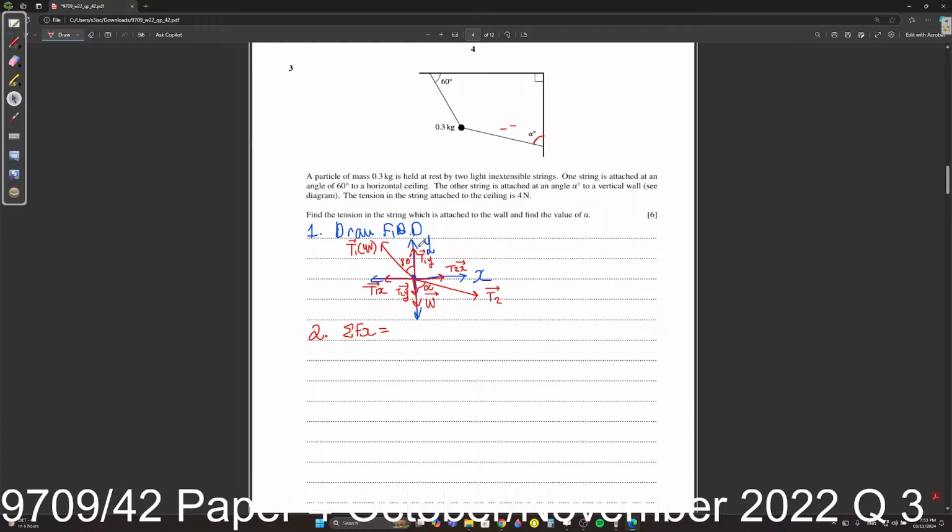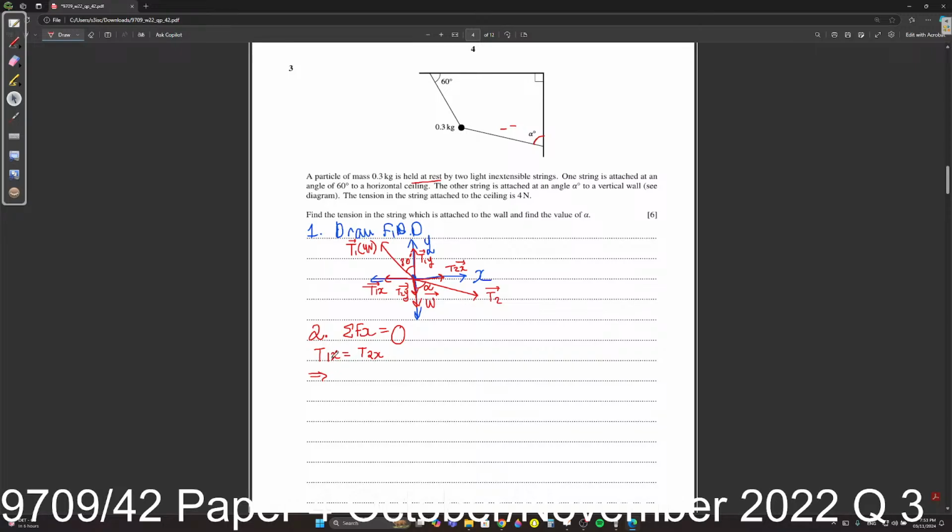Why is sigma Fx going to be equal to 0? Because it's being held at rest. It's not moving. What are my horizontal forces? I have two horizontal forces here, T2X and T1X. When we say something's equal to 0, that means the stuff on one side is equal to the stuff on the other side. So we're going to say T1X is equal to T2X.